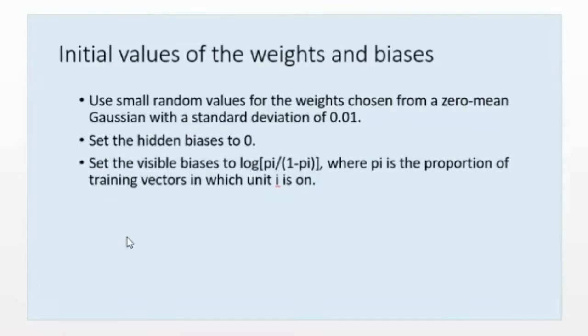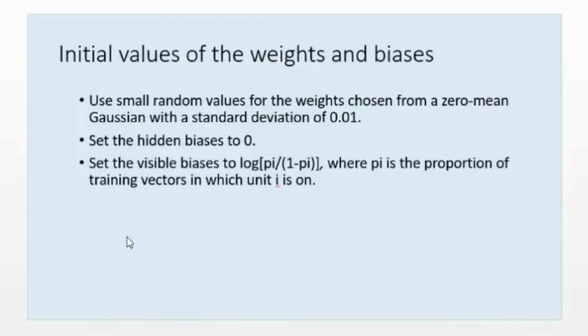Then how to assign the initial values of the weights and bias. We use small random values for the weights, chosen from a zero mean Gaussian with standard deviation 0.01. Initially choose very small random values of weights from a normal distribution. Initially set the hidden bias as 0, and then in each iteration you have to update the bias.